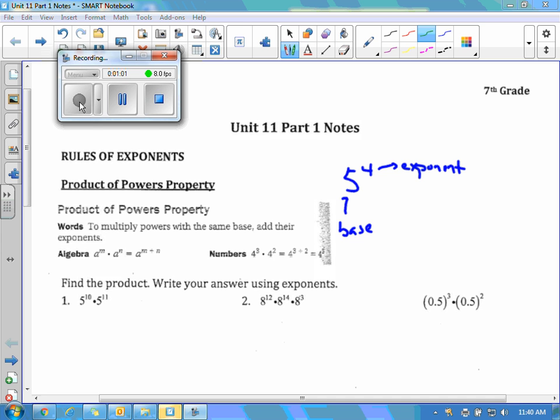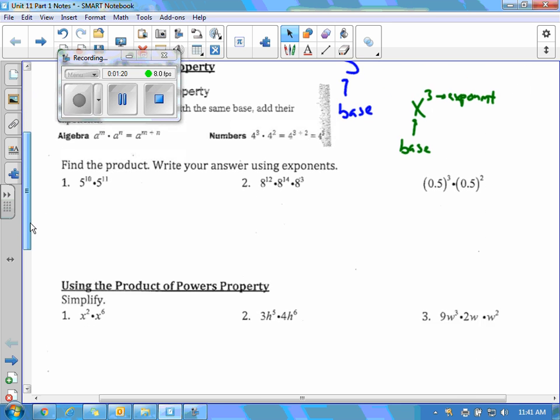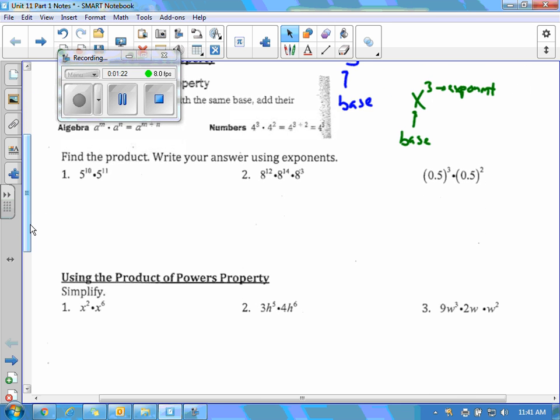I can also do this with variables. So say I had x to the 3rd, x would be my base, 3 would be my exponent. So the product of powers property says that if I have the same base, I can add the exponents together. So let's look at a couple of examples of these. It says find the product, write your answer using exponents. So please make sure you pay attention to those directions. We are not actually multiplying this all the way out to get our standard answer.